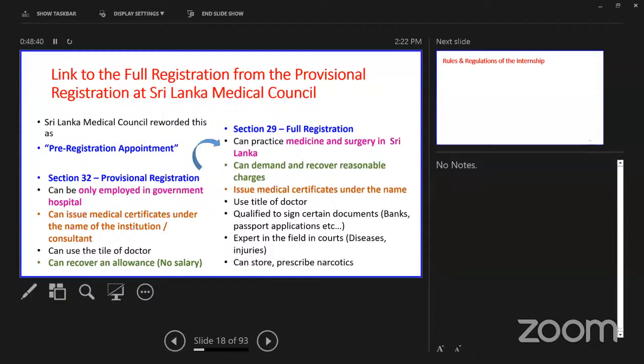So you can see there are certain privileges you will miss during the internship, like doing private practice, because you can only be employed and work in a government hospital. So you can't do private practice because it's a violation of the law. Right? So that's why you can't do private practice during the internship. It's prohibited by law itself, right? This is how, with the internship, you are linked to the full registration with the Sri Lanka Medical Council. This is how it happens.